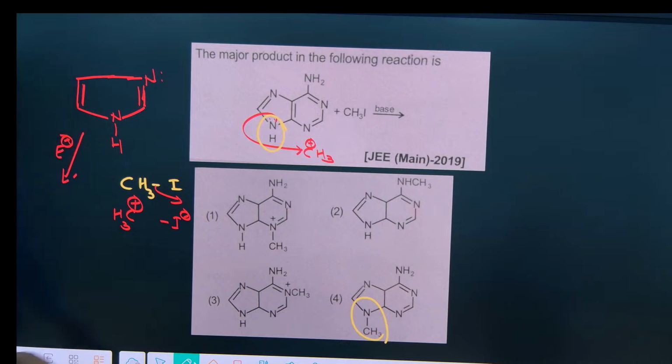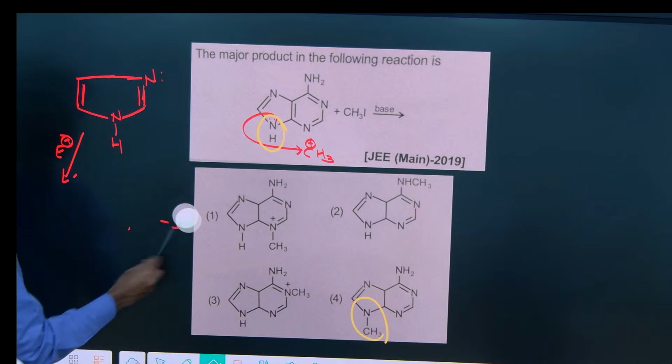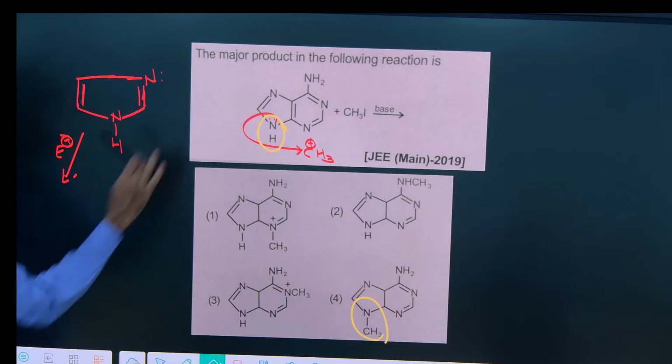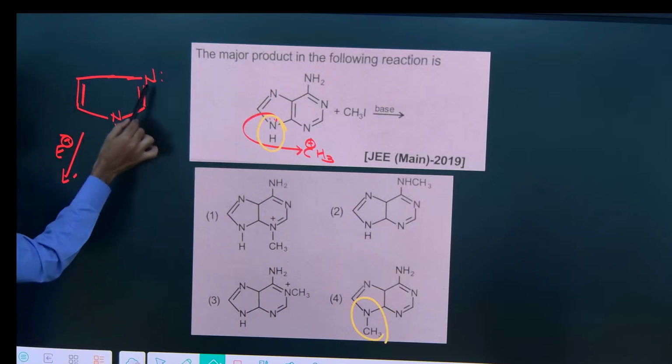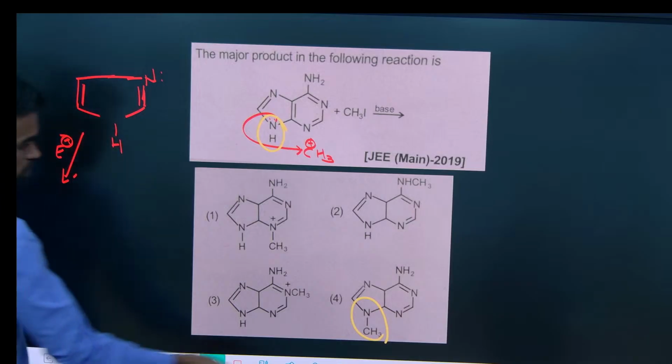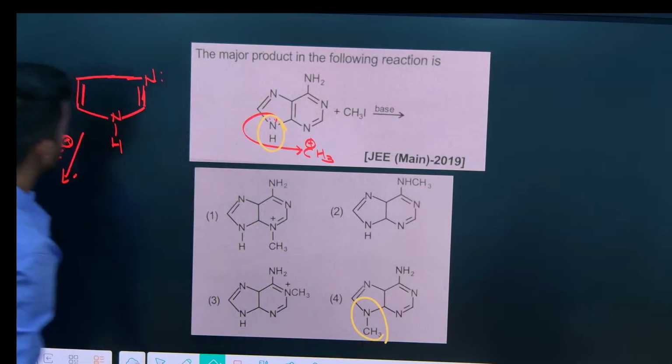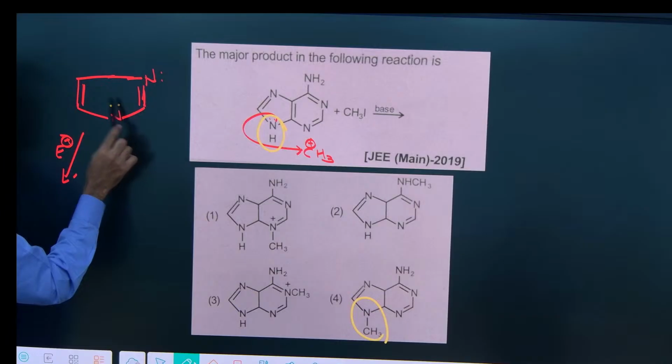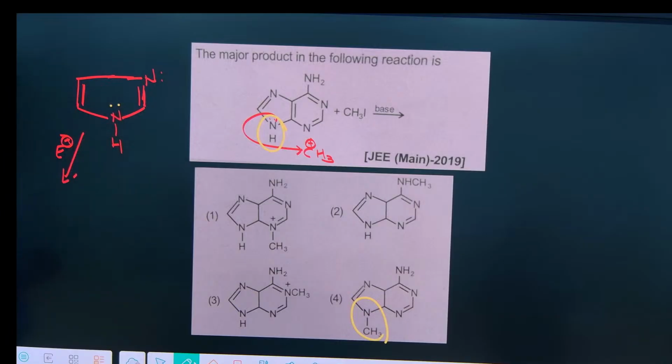Tell me, here I have given you one ring, a similar type of question. On which nitrogen will this electrophile go? On which nitrogen will the electrophile be going? How do we consider that?